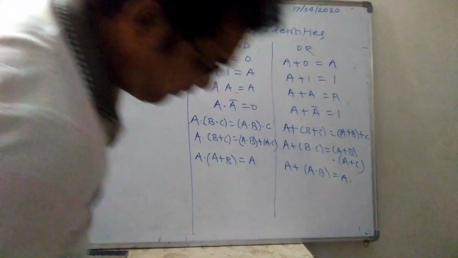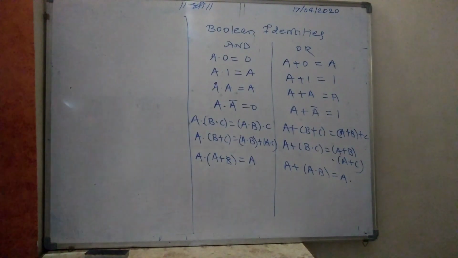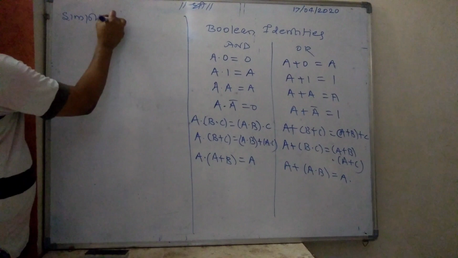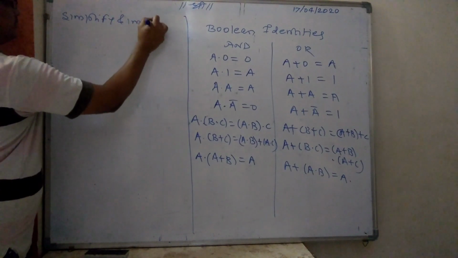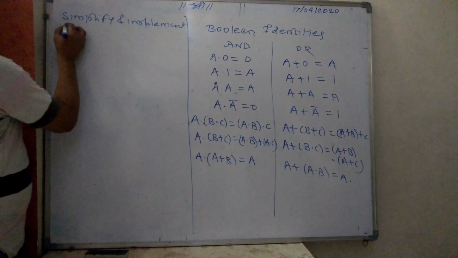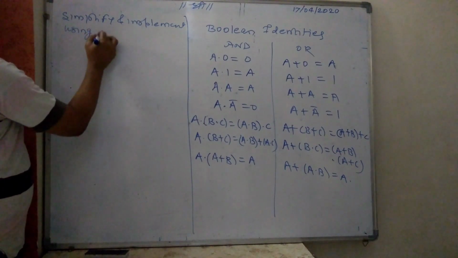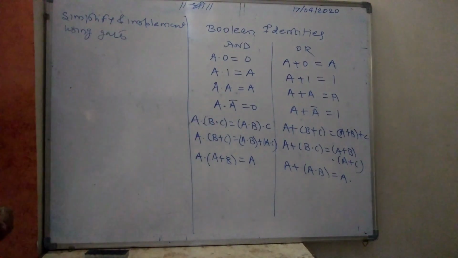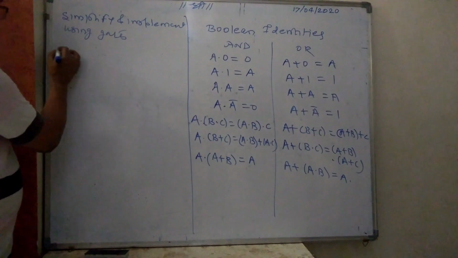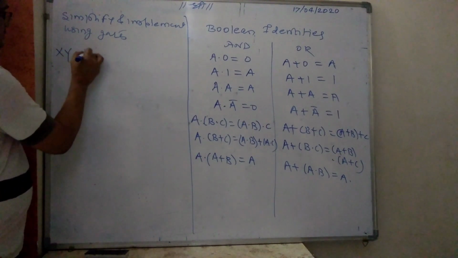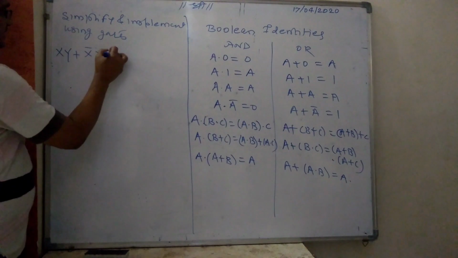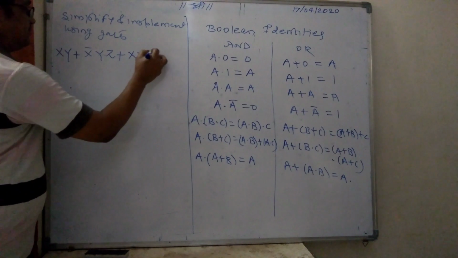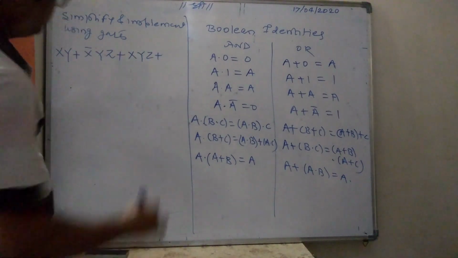So I am giving you one equation and you will have to represent it using gates. Simplify and implement using gates. The equation will be simplified using Boolean identities and we will then implement it using gates. So the equation is xy plus x bar yz plus xyz plus yz.